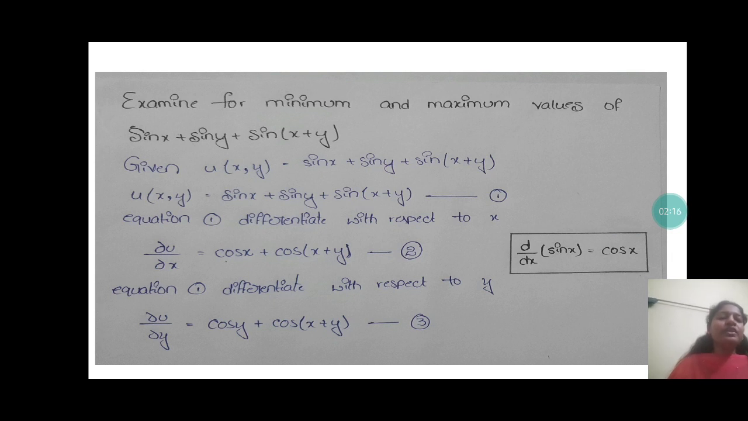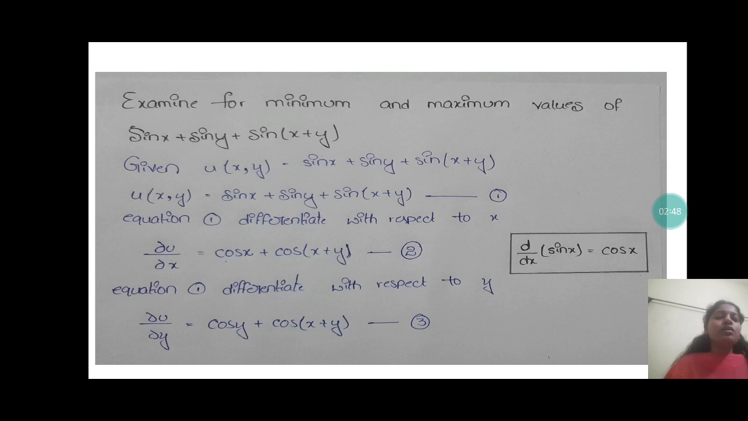We consider it as equation 1, and then differentiate equation 1 with respect to x. We get ∂u/∂x is equal to cos x plus cos of x plus y, since we know that differentiating sin x gives cos x. Again, differentiating equation 1 with respect to y, we get ∂u/∂y is equal to cos y plus cos of x plus y.